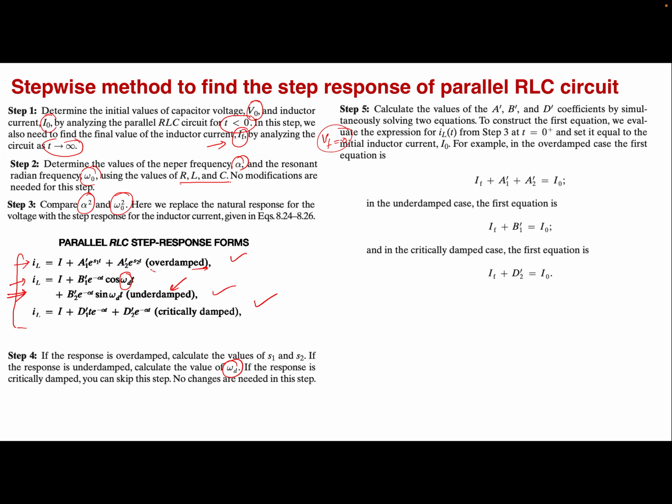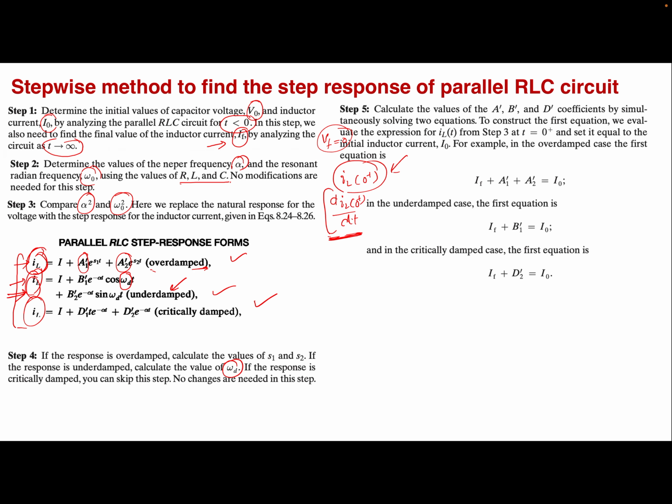Now the only leftover thing is, once I have found the values of omega d, alpha, and omega naught, I need to figure out my constants a1, a2 dash, b1, b2 dash, and d1, d2 dash. We did this entire exercise on how to find these constants, right? For the two constants, we need to come up with two equations, and that can be done by taking IL at 0 positive and dIL at 0 positive by dt. One is equating this equation, depending on whichever the response is, at t equal to 0 positive, and the other is equating these equations after taking the first derivative at t equal to 0 positive.